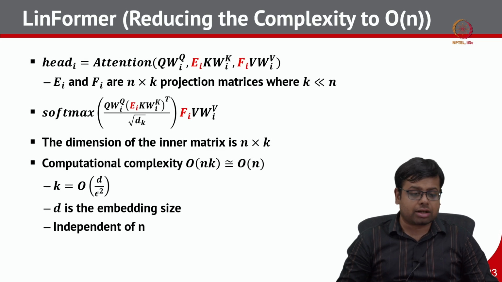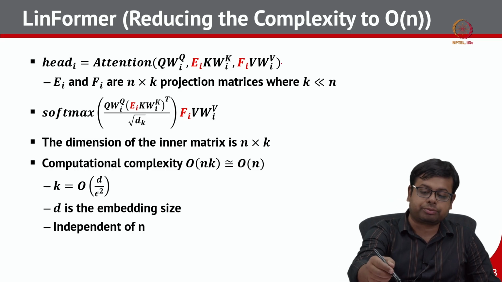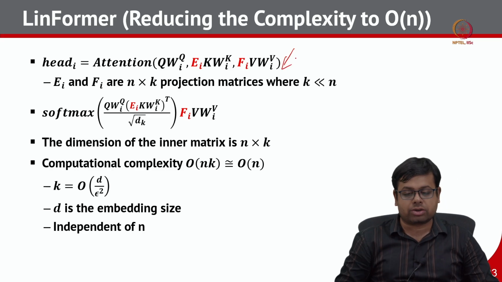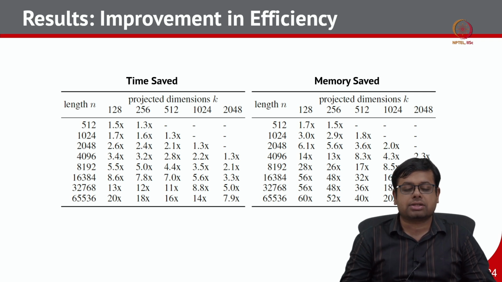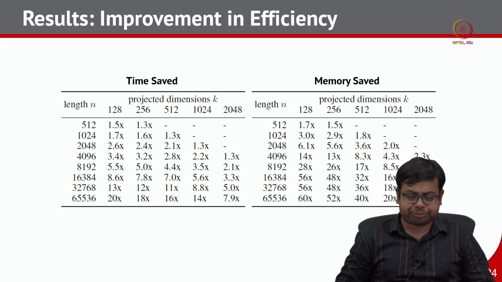So in the last lecture we first discussed how inference and training happen for LLMs, and then we discussed Linformer, which reduces the complexity of this inner matrix from order of n squared to order of n. And then we also saw that with that particular optimization there is not much difference in accuracy, but there is a huge improvement in latency as well as the memory saved, right.